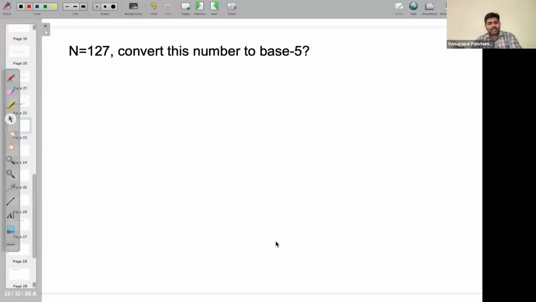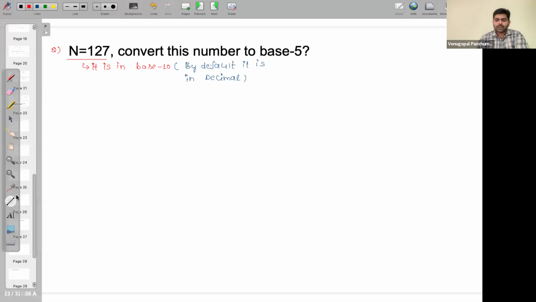First of all, you tell me, n is equal to 127 is in which base? Very good. So this is in base 10. Why is it in base 10? Because here I did not specify the base. Since I did not specify the base, by default it is in decimal. Right. So now we are seeing a question based on unpopular number systems.